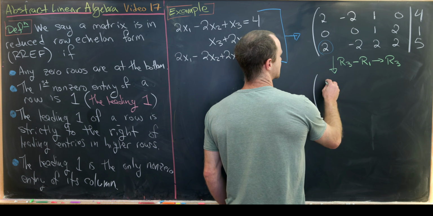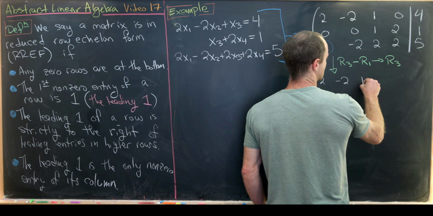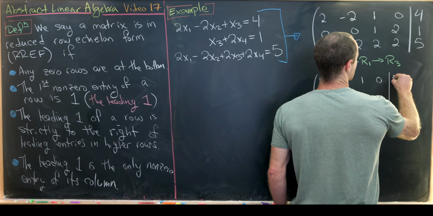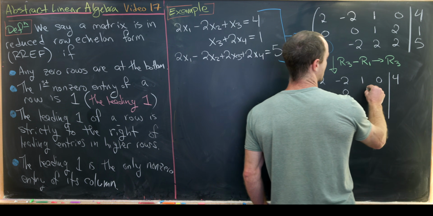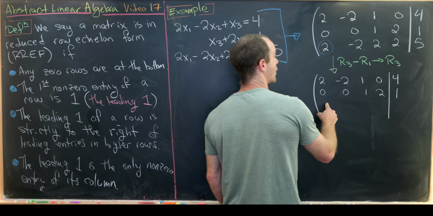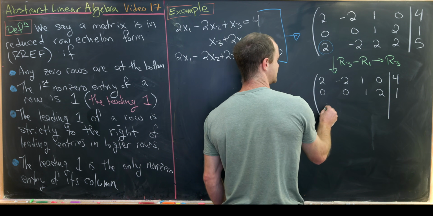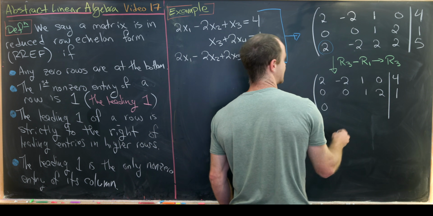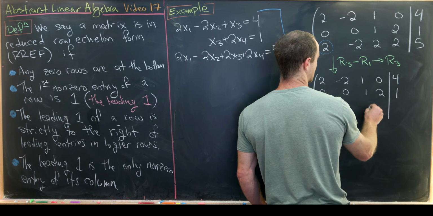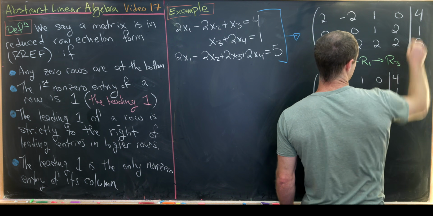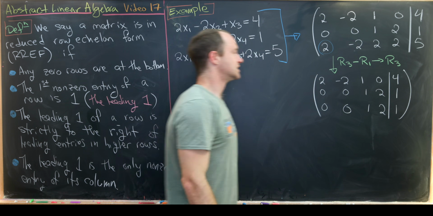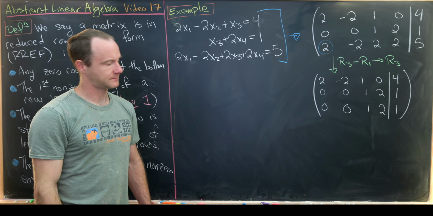So let's see, that's gonna give us 2, negative 2, 1, 0, and then 4. And then row 2 is not changing, 0, 0, 1, 2, 1. Then row 3 is changing. We have 2 minus 2 is 0. Negative 2 minus negative 2 is 0. 2 minus 1 is 1. 2 minus 0 is 2. 5 minus 4 is 1. So we're left with something like that.